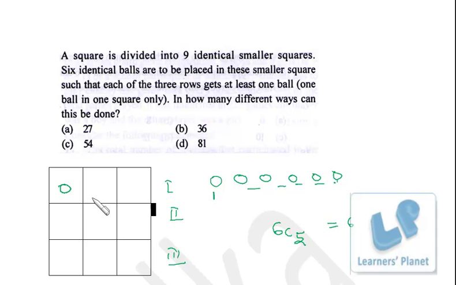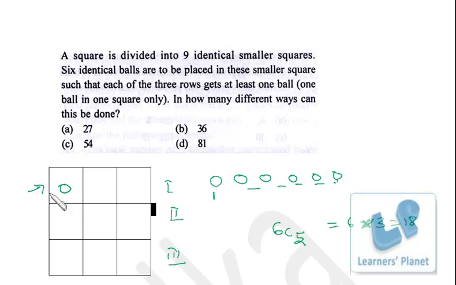6C5 means 6 ways. For this place 6 ways, for this place 6 ways, for this place 6 ways. So 6 into 3, 18 ways, right? Now in this case we are just putting 1 ball in the first row. The second row and the third row together have 5 balls, right? So one row must have 3 balls and the other must have 2 balls.